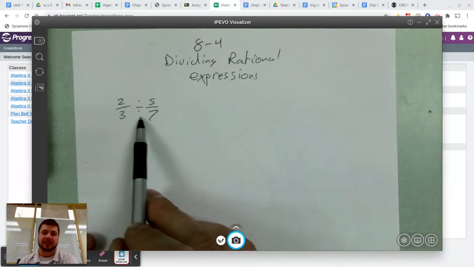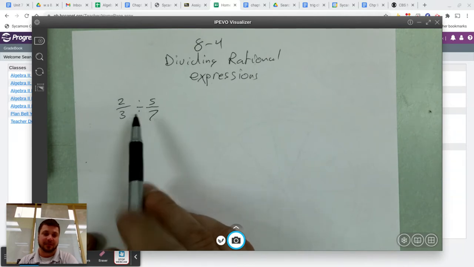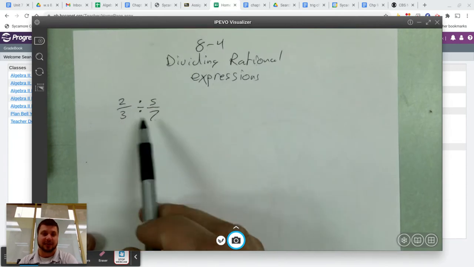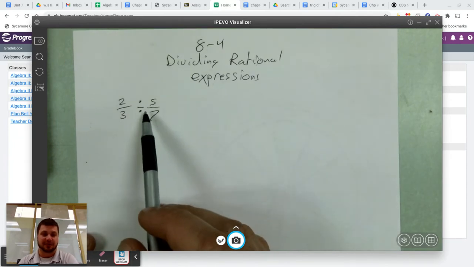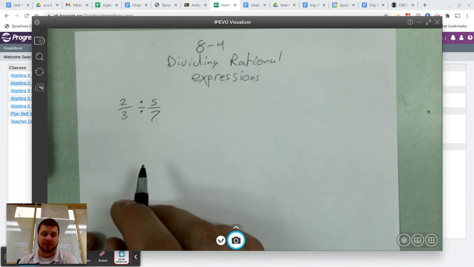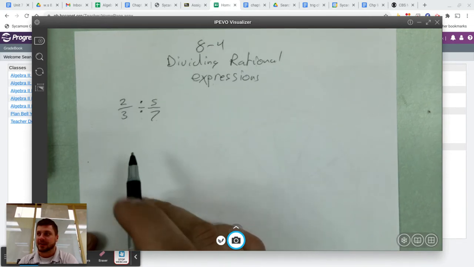There really is no such thing as dividing by a fraction. Now, we had come up with a method to be able to do that. You've probably been using your calculator a lot throughout your life, and you've been dividing by a fraction. But let's try to remember how to divide by a fraction if you were never given a calculator, okay?